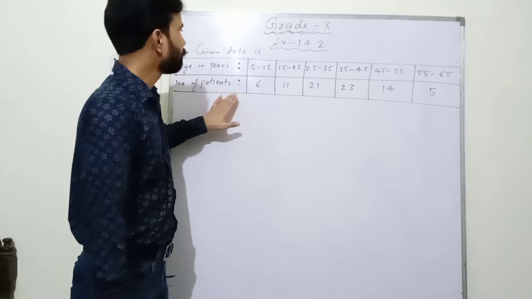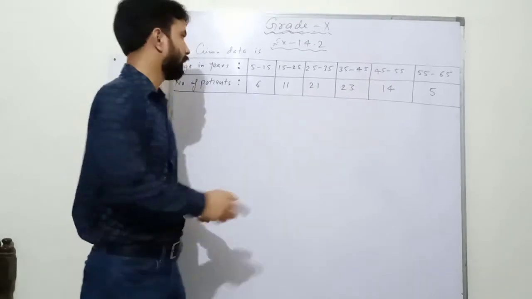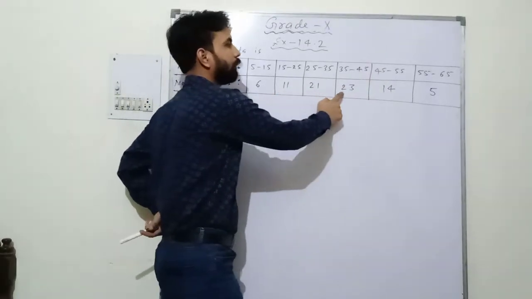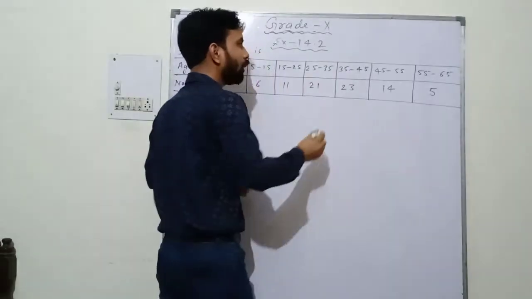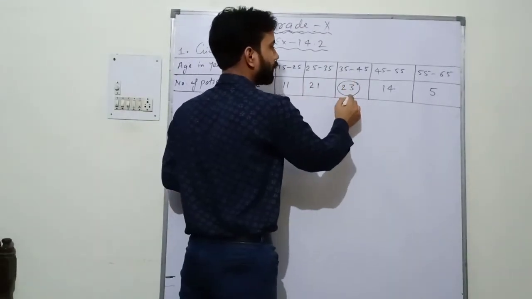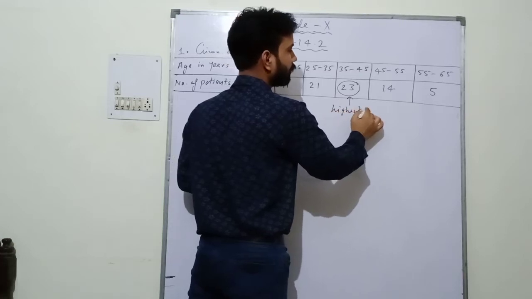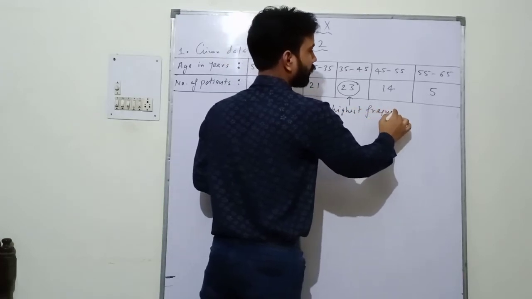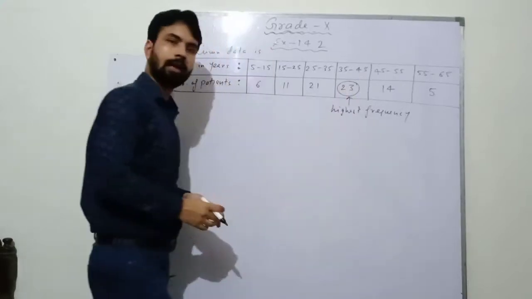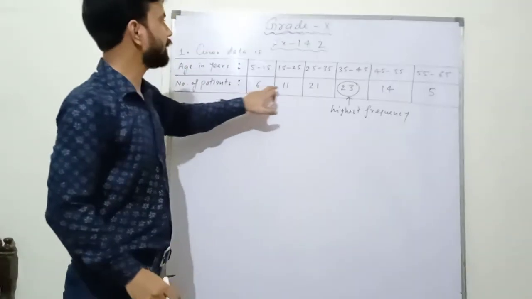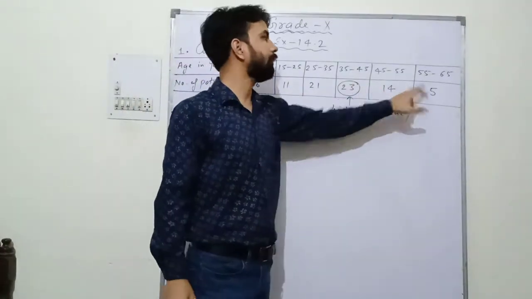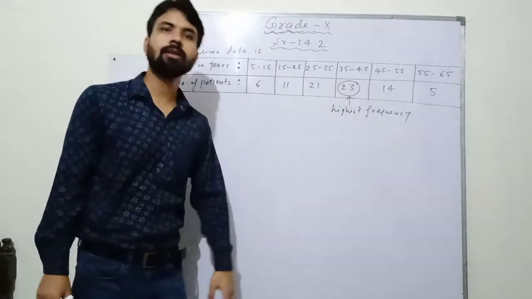So we have to find which one is the highest frequency. 6, 11, 21, 23, 14 and 5. So you all know that this 23 is the highest frequency. Is that clear? So in this 6, 11, 21, 23, 14 and 5, 23 is the highest frequency.